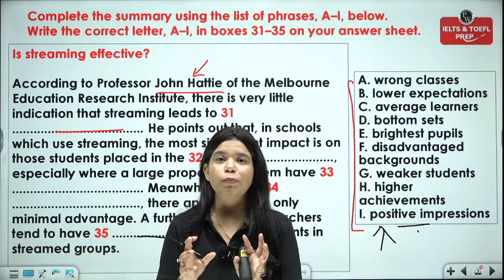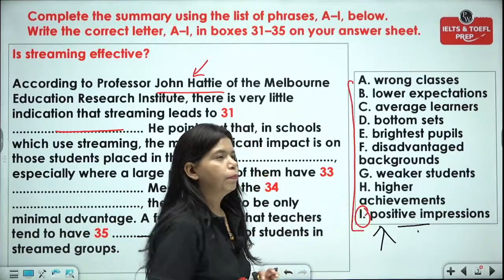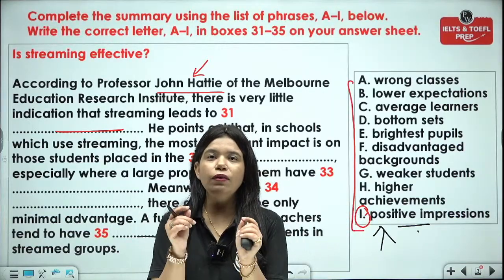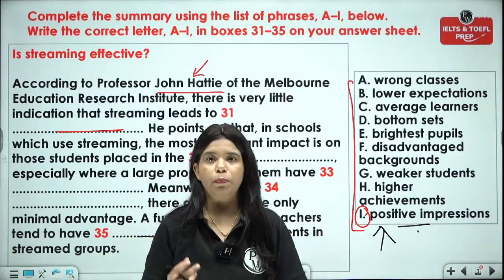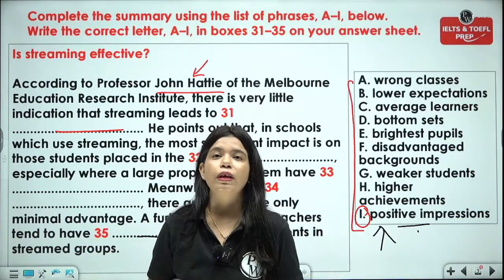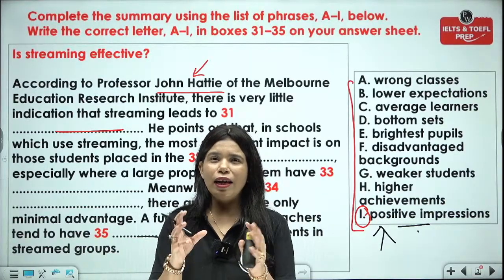And that synonym also does not go as your answer. The corresponding letter becomes your answer. So whatever word you picked from the text, if the synonym of that word is positive impressions, then your answer will be I. Your answer will not be positive impressions. So that's a basic overview.